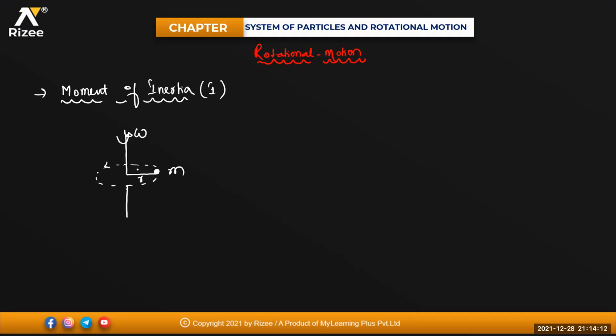Now, for a single particle we write the moment of inertia with the formula I = m r². The moment of inertia of this single rotating particle is I = m r², where m is the mass of the particle, and r is the perpendicular distance from the axis of rotation, AOR.